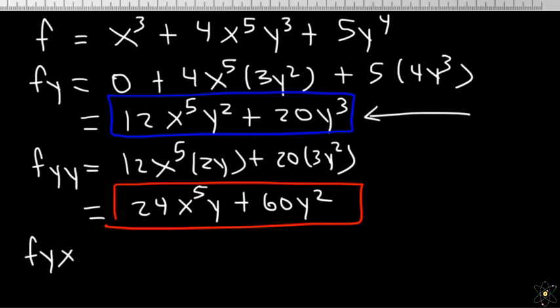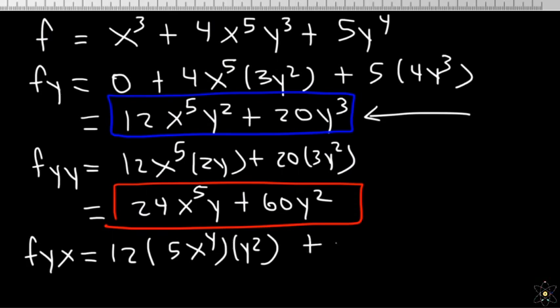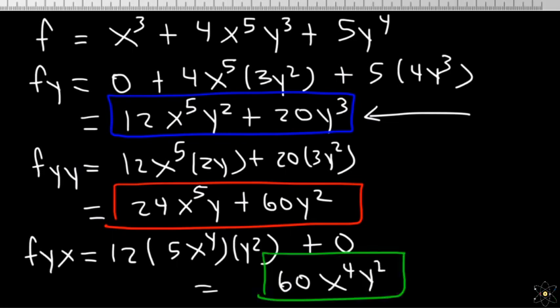The derivative of x to the fifth is 5x to the fourth. And with respect to x, y cubed is a constant, so 20y cubed becomes 0. So the final answer is 12 times 5, which is 60, x to the fourth y squared. So that is the second derivative, where we differentiate with respect to y and then with respect to x.